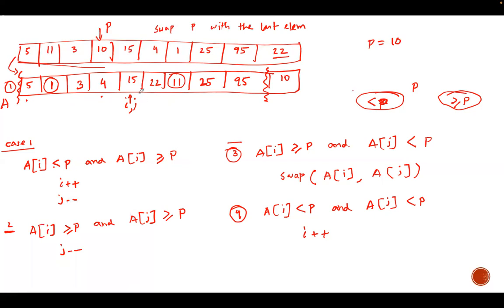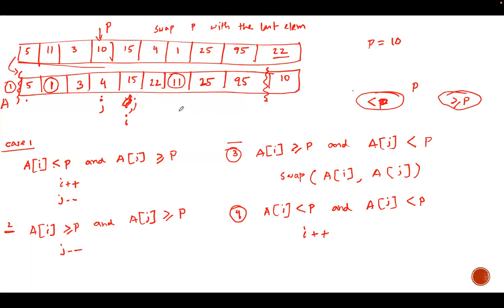Okay, so in this case, what we can see is that A[i] is greater than the pivot and A[j] is also greater than or equal to the pivot. So what we're going to do is only move j. J will be here, and here we have i. All right, now this is the case where we are going to stop.